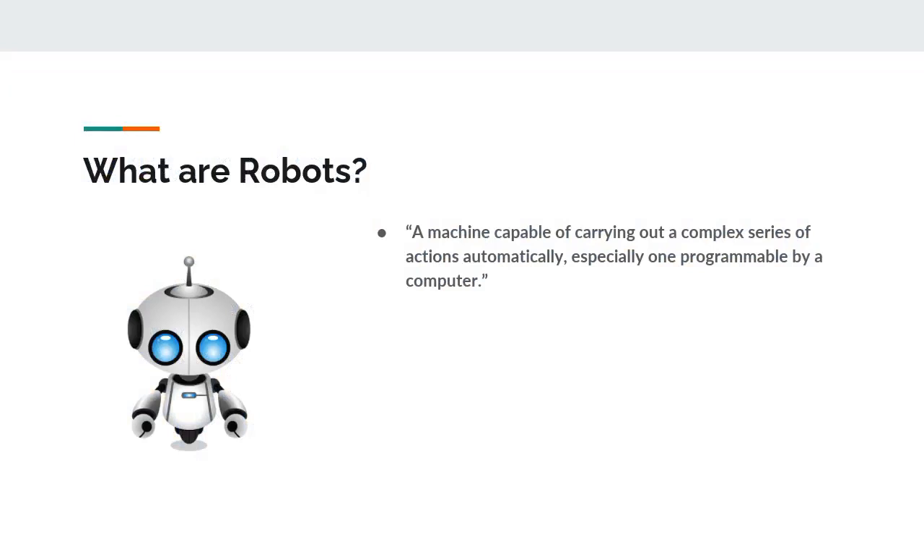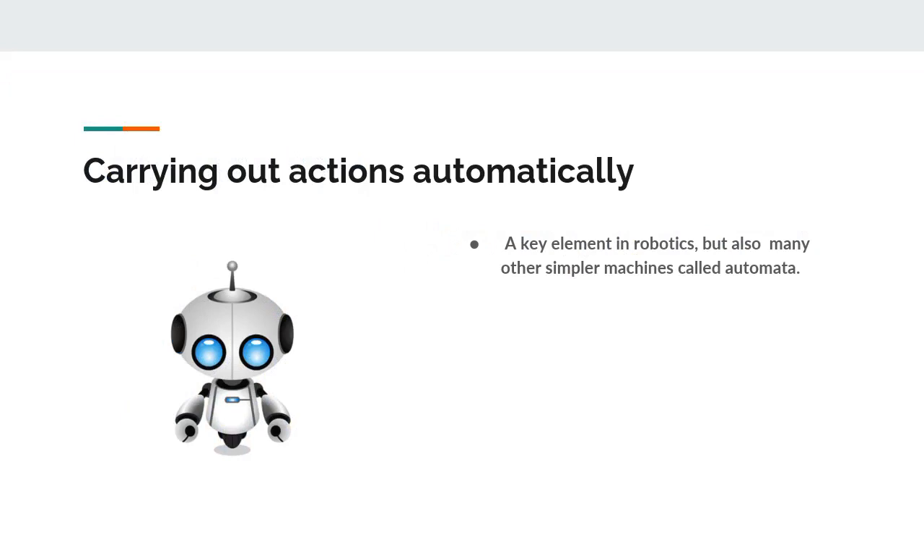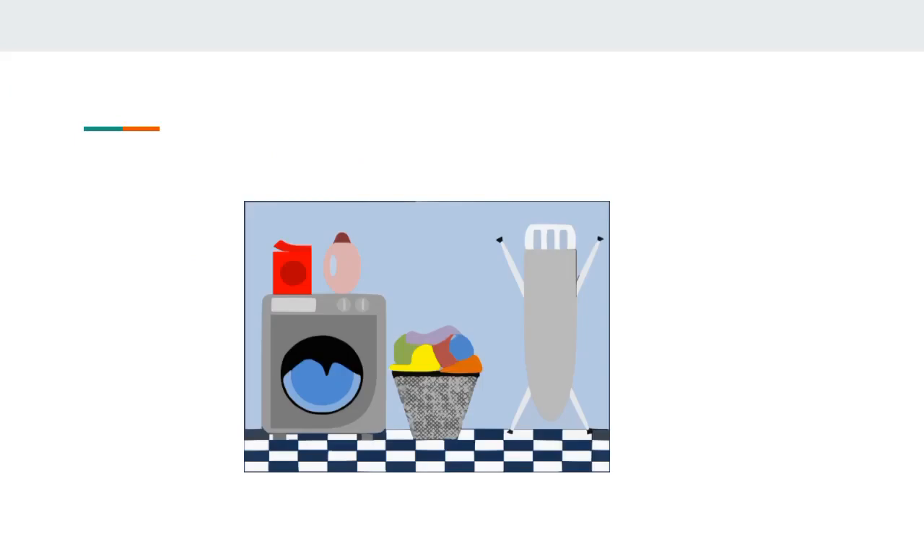So let's see each term. What does it mean? The first term is carrying out actions automatically. This is a key element in robotics, but also in many other simpler machines called automata. The difference between a robot and a simple automaton like a dishwasher is in the definition of what a complex series of actions is. For example, is washing clothes composed of a complex series of actions or not?